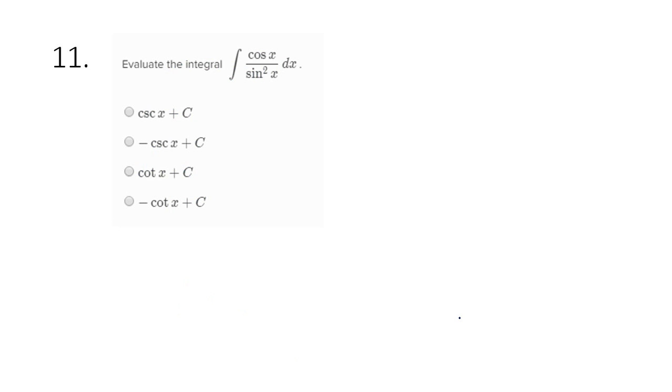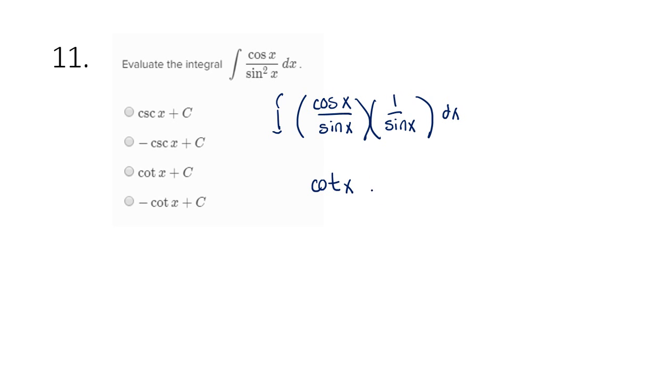Okay, here comes our last question of the day. What I was hoping you would think about when you see this is to break this up to be cosine x over sine of x times 1 over sine of x. Cosine over sine of x is really cotangent. 1 over sine of x is cosecant.